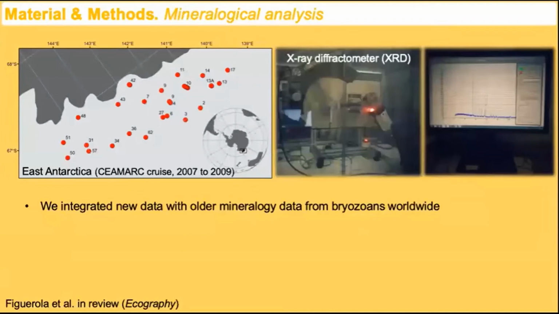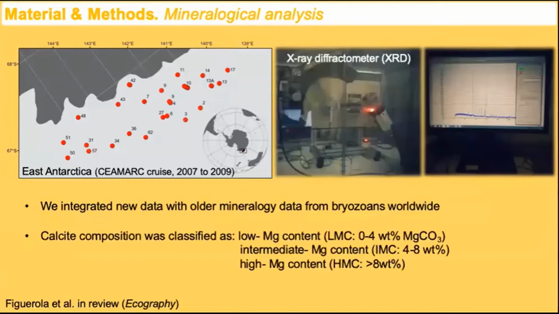To test if the seawater temperature is a main driver influencing mineralogical composition in bryozoans, we integrated new with older mineralogical data from bryozoans worldwide. The new data was generated from bryozoan specimens collected from East Antarctica using an X-ray diffractometer. We then classified new and old calcite composition data as low, intermediate, or high magnesium content.